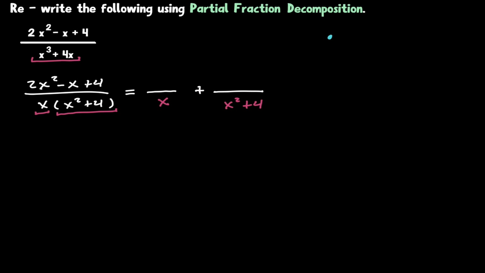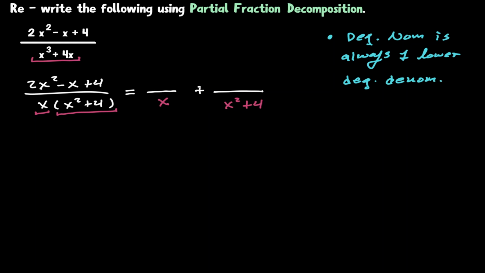But there's one relationship that we are going to use, and that is that the degree of the numerator is always one lower than the degree of the denominator. So let's look at each fraction individually. When I take a look at my first fraction, I can see that the degree is of a value of 1. So therefore, in my first fraction, I must have an expression of degree 0.